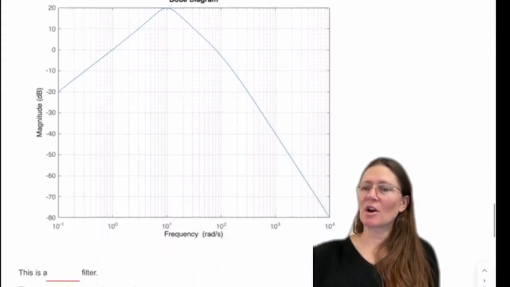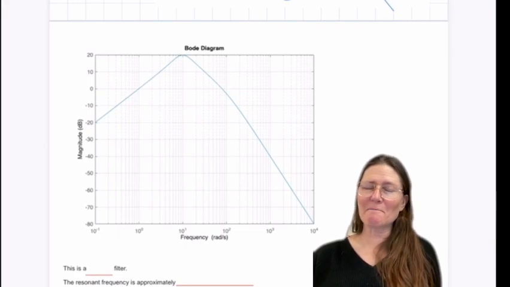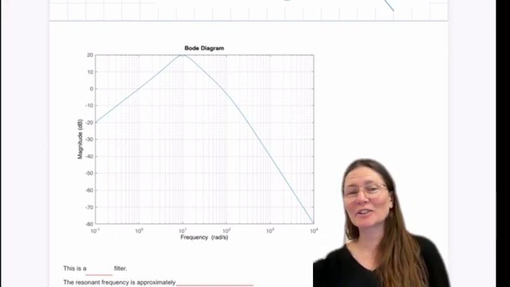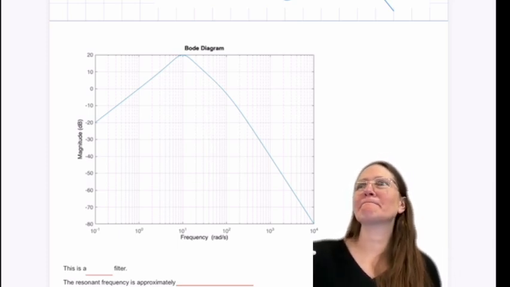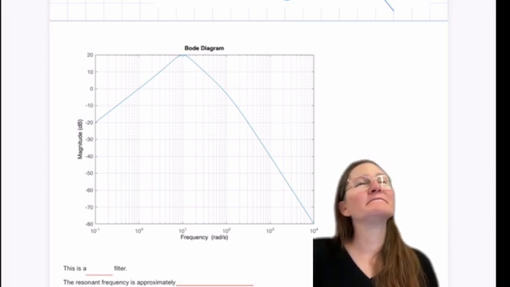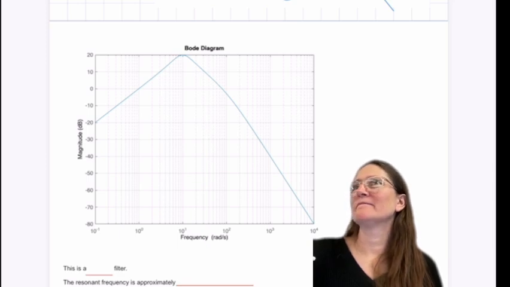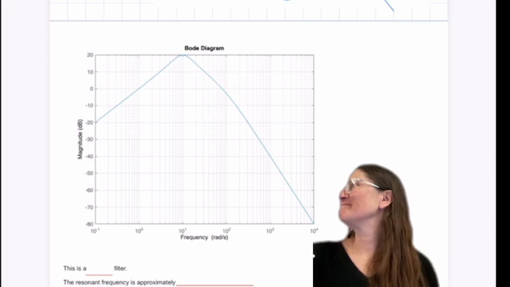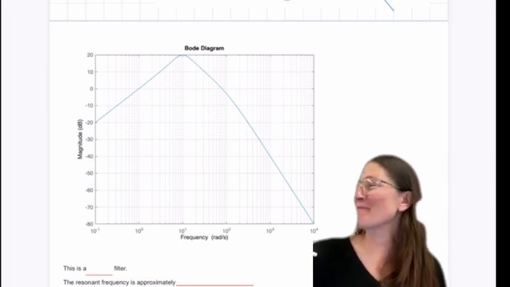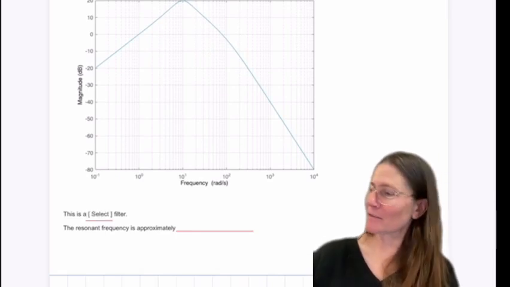Comments? Okay, here is a Bode plot graph of a filter. So what kind of filter is this? Band, which one? Not the band reject, the other one is called band pass. Band pass. Correct. This is a band pass.